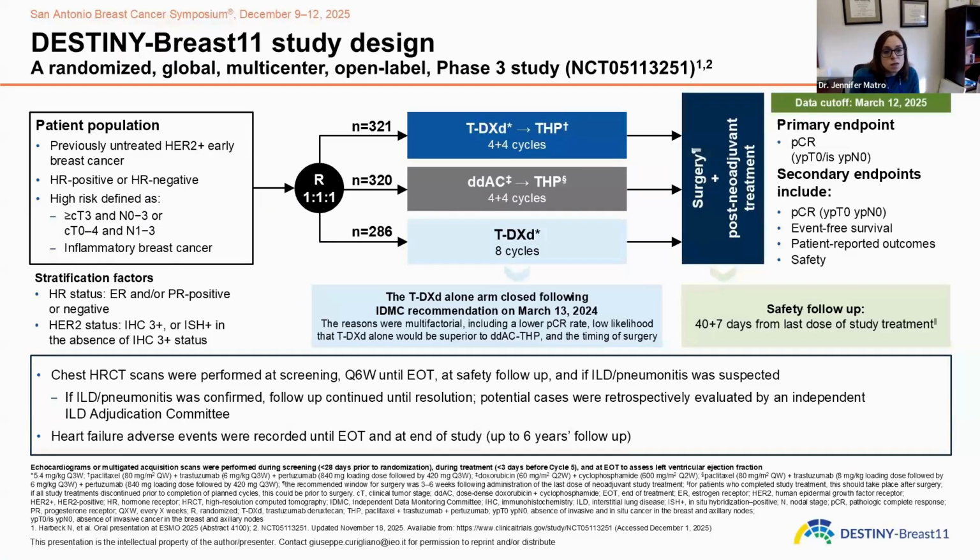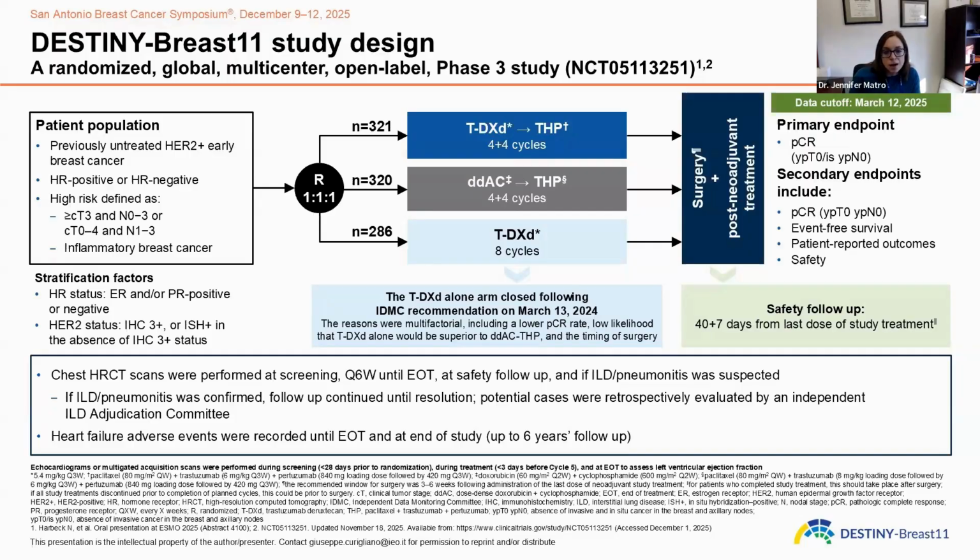Destiny Breast 11 was a study looking at untreated, so newly diagnosed, HER2 positive breast cancer, hormone positive or hormone negative. They had some kind of high risk feature. So they either had positive lymph nodes, or if they didn't have positive lymph nodes, they had to have a bigger tumor. And they were randomized to one of our standard of care chemo, which is Adriamycin and Cytoxan, followed by taxane, Herceptin, Perjeta, or 4 cycles of Enhertu, followed by 4 cycles of taxane, Herceptin, Perjeta. I'm not going to talk about this arm, because they ended up closing that early.